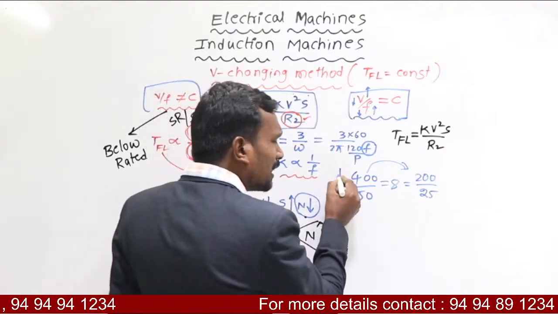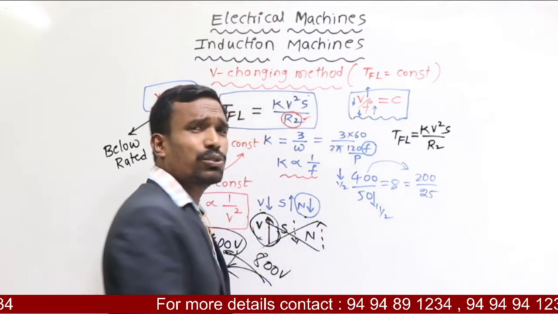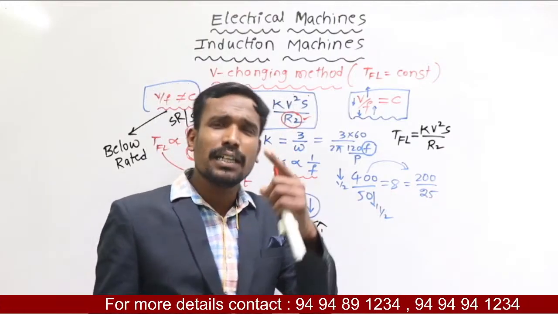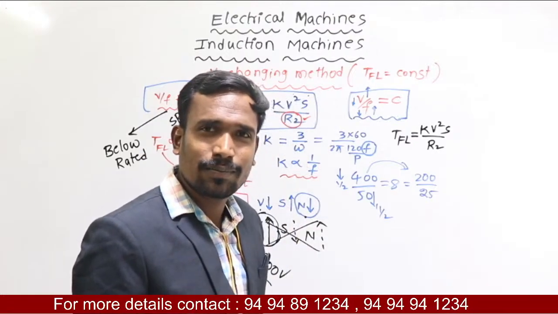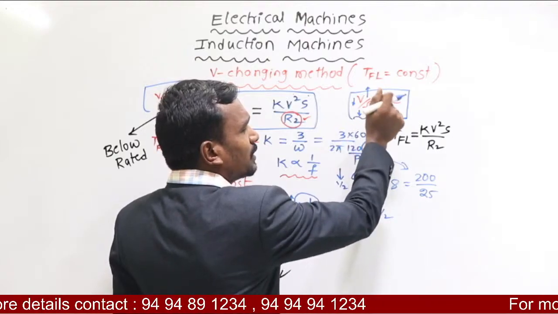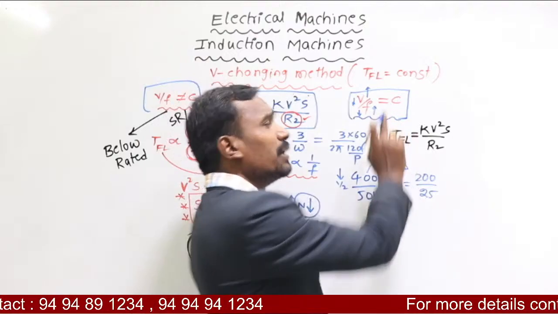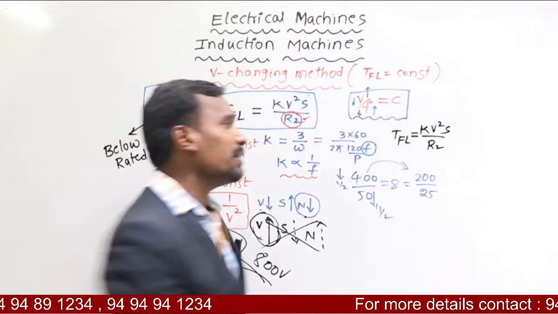If voltage is reduced to half, then the frequency must be reduced to half. Then only V by F ratio is constant. So, as usual, if voltage decreases, frequency also decreases. If voltage increases, frequency must be increased. Then only V by F is constant.